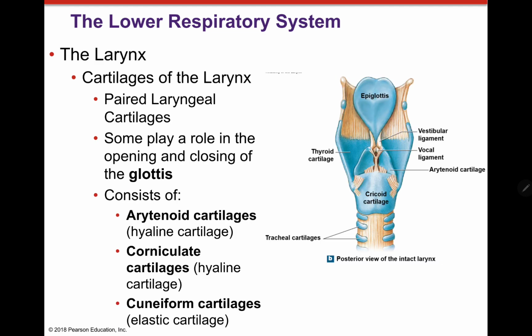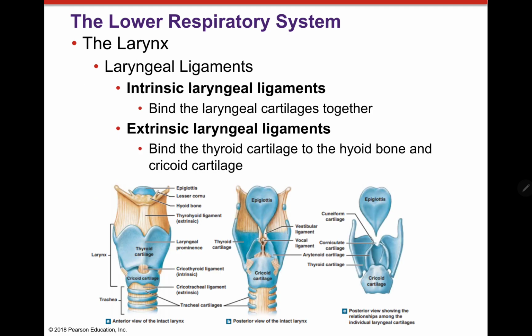Now, the larynx, right? There are different forms of cartilages of the larynx that we mentioned. We have those paired laryngeal cartilages. Some play a role in the opening and closing of the glottis, right? That's going to be those arytenoid cartilages, okay? So arytenoid cartilages are made up of hyaline cartilage. You have that corniculate cartilage, which is made up of hyaline cartilage, and then the cuneiform cartilage, which is made up of elastic cartilage, though.